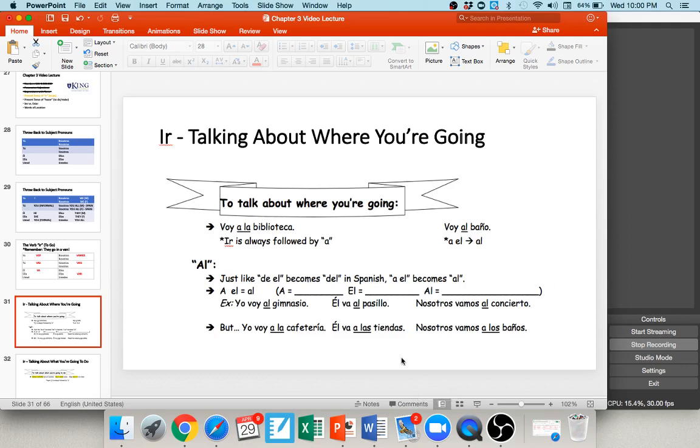Some more examples that you see here below. Yo voy al gimnasio. I'm going to the gym. Él va al pasillo. Nosotros vamos al concierto. So in all of these cases, a and el, to the, became al.